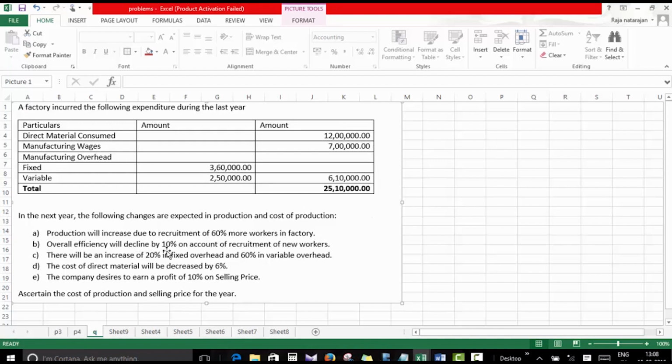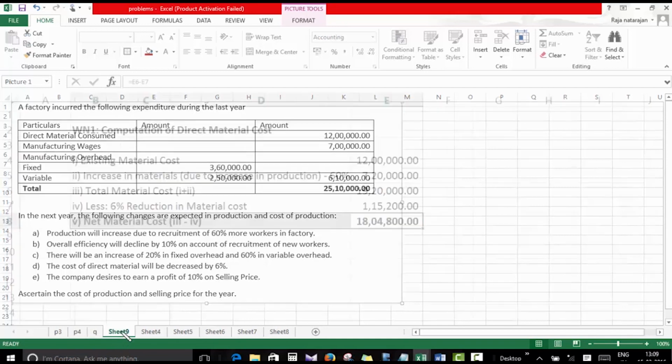The overall efficiency will decline by 10% on account of recruitment of new workers. Efficiency will decline, but the overall output should increase, right? Earlier you were paying 7 lakh, now there is a 60% improvement in capacity. So you have to pay additional 60% for wages, but efficiency has come down, so your labor cost will actually go up because the workers are now going to take 10% more time for completing the output. So let's see how it goes.